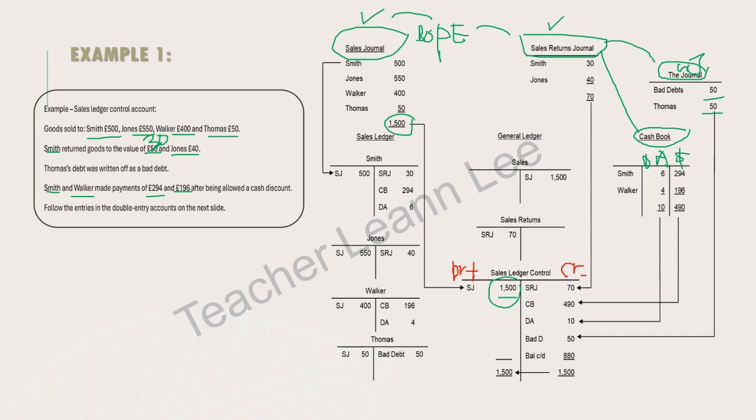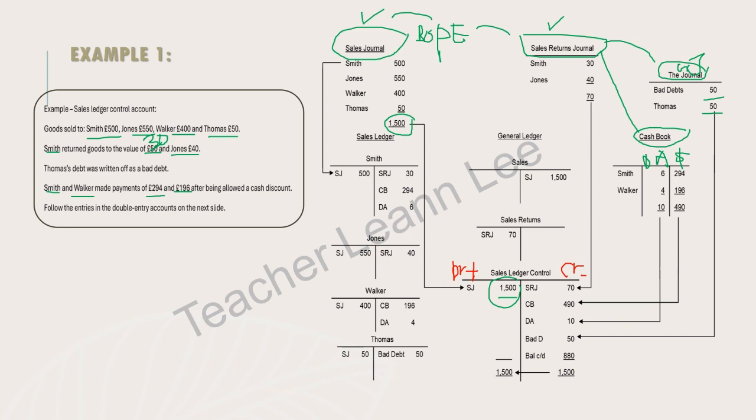So how much total credit sales do I have? Smith, John, Walker, Thomas: 1,500. Then Smith and John return 70. Then Smith and Walker pay me 490 total. These two will have some discount because they paid me earlier, so the total is 10. But Thomas has bad debts. I can't contact him, he just ran away. So 50 I will bear. I bear these losses, so I will credit here and debit income statement later.